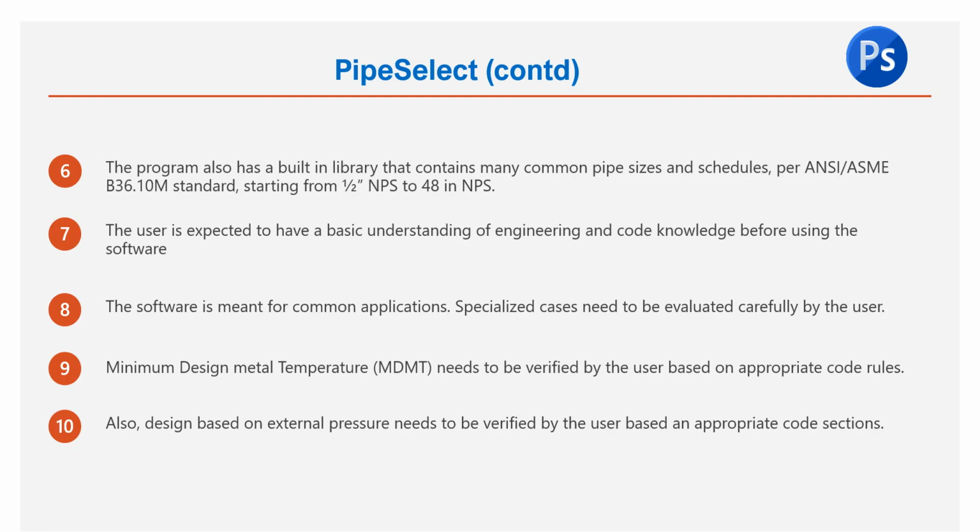The user is expected to have a basic understanding of engineering and code knowledge before using the software. The software is meant for common applications. Specialized cases need to be evaluated carefully by the user using other appropriate methods. Minimum design metal temperature (MDMT) needs to be verified by the user based on appropriate code rules. Also, design based on external pressure needs to be verified by the user based on appropriate code sections.